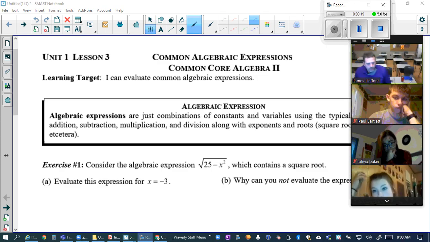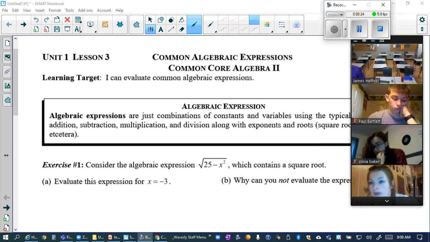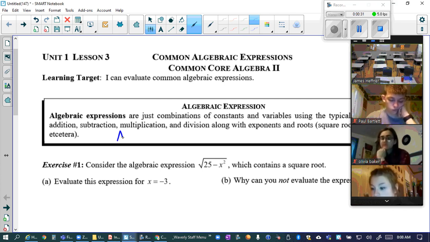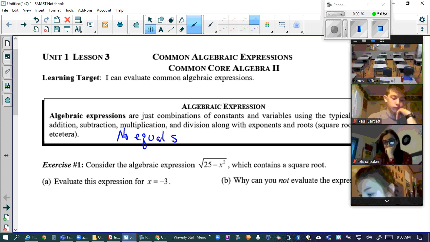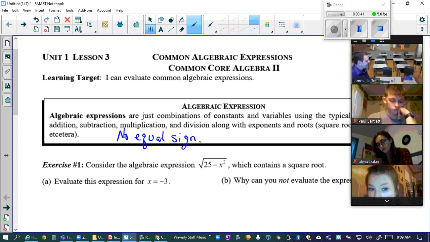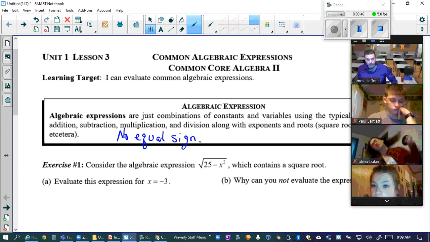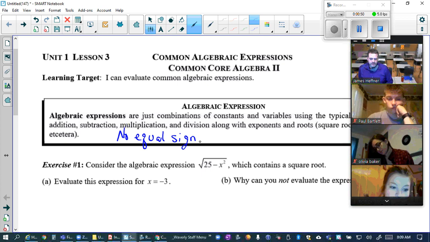Right. What does an expression not contain? Otherwise, we'd rename it. Multiplication and division? Oh, it can have that. It can have that. An equal sign. Right. It has no equal sign. If we gave an expression an equal sign and put another expression on the other side of that equal sign, what would we call it? There's an equal sign in it. Equation. There you go. Okay.